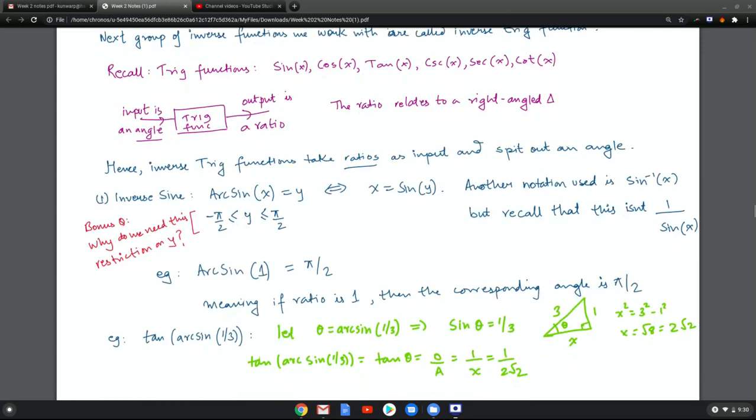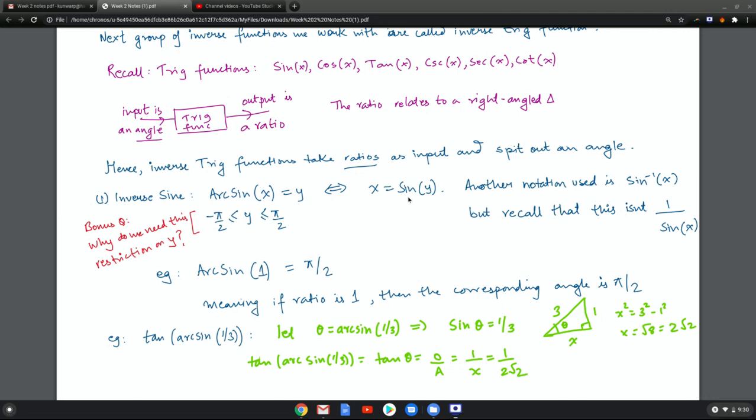Inverse sine. We use arc sine x equals y. That's defined as a function such that x equals sine of y. Now we have to restrict the value of y between negative pi over 2 and pi over 2. A bonus question here is, why do we need this restriction on y? The hint for this bonus question is that we want arc sine x to be a function.